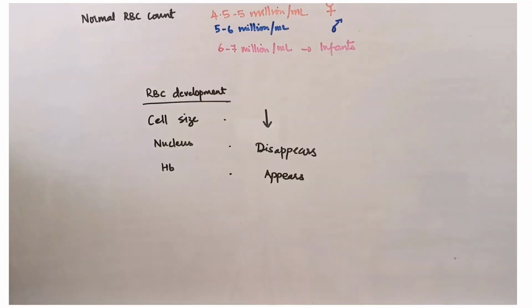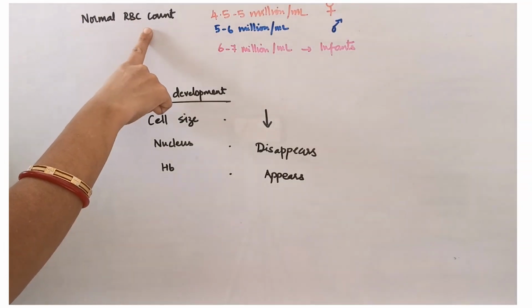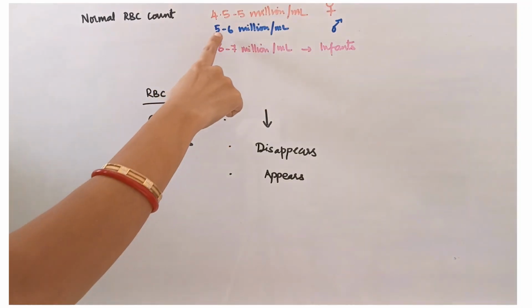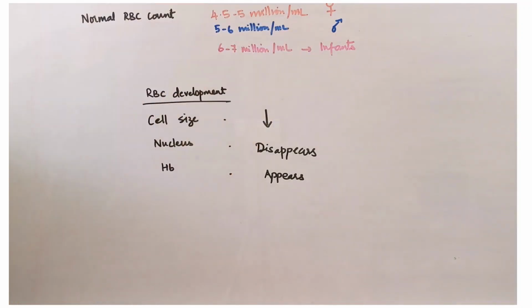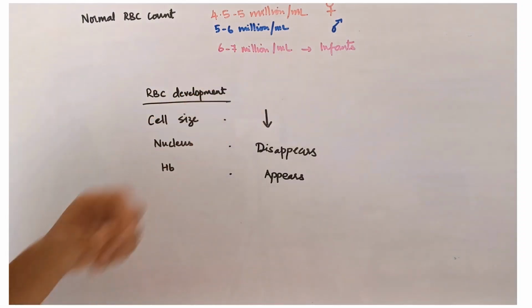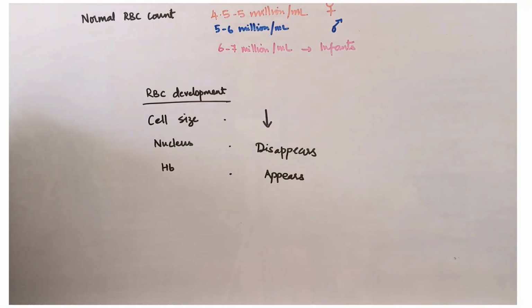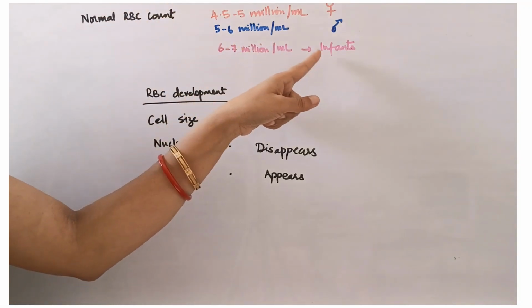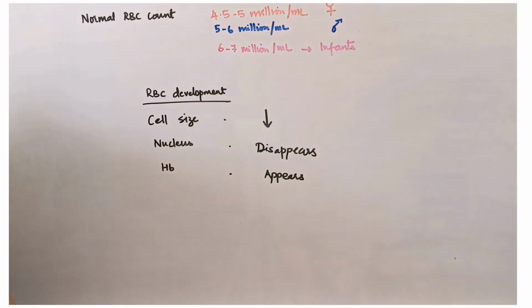So normal red blood count. Normal RBC count in healthy adults is about 4.5 to 5 million in females and 5 to 6 million in males, per milliliter of blood. In infants, it's about 6 to 7 million. In the first 10 days of postnatal life, large number of RBCs are destroyed. This is one cause of jaundice in newborns.